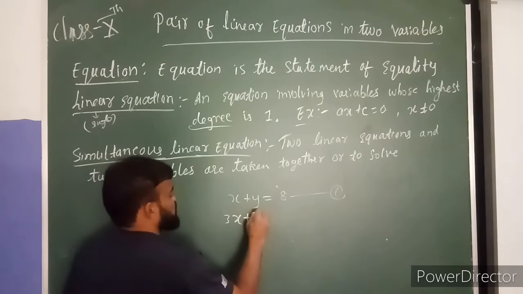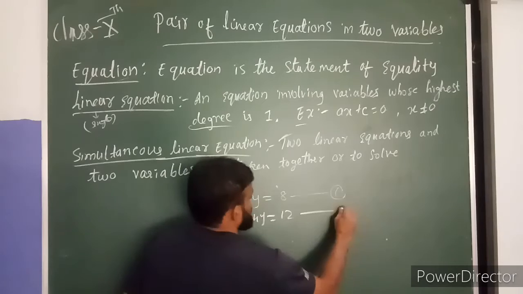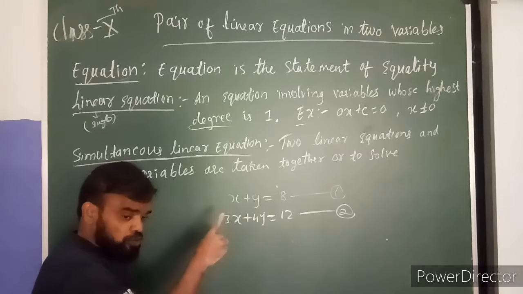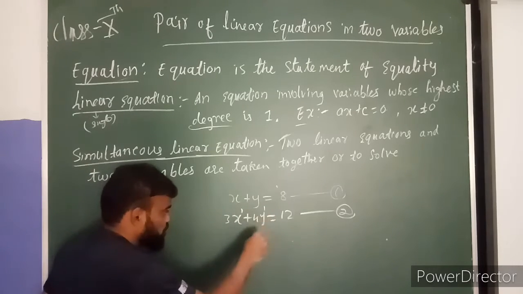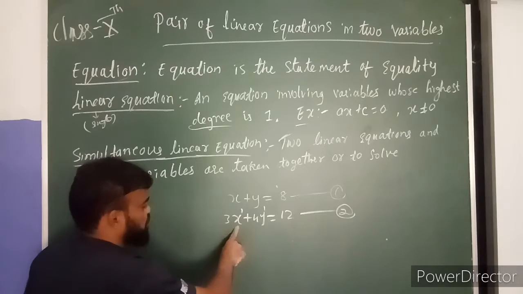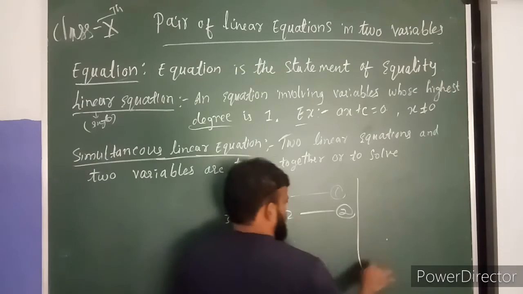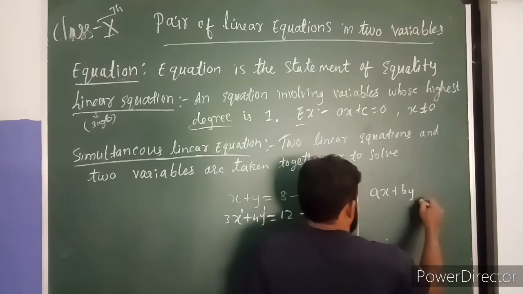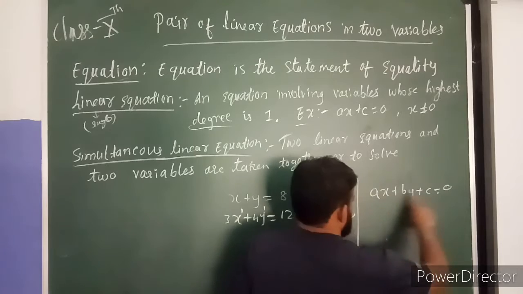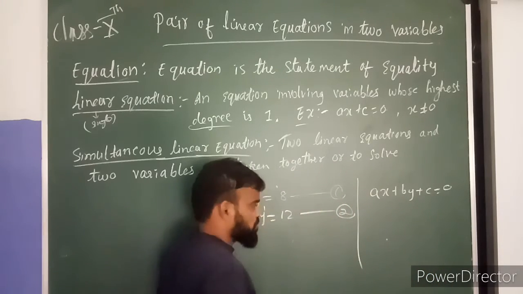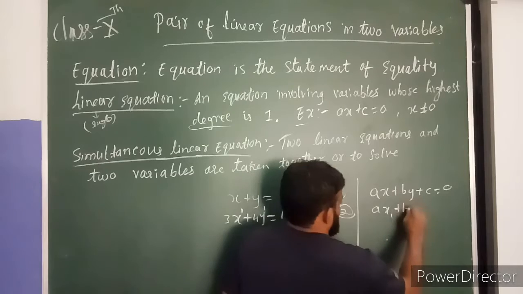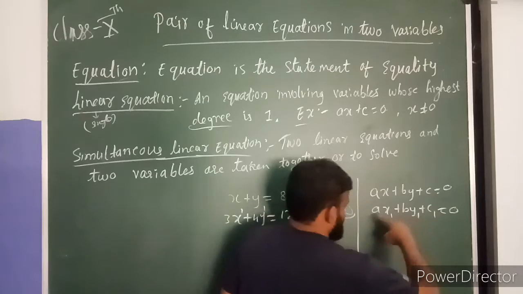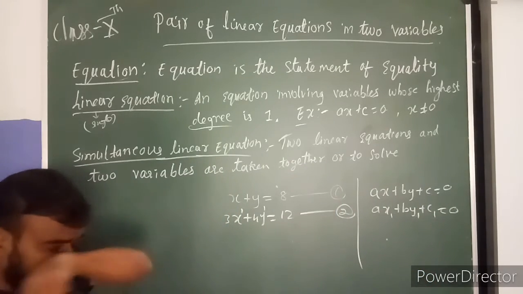Take 3x plus 4y is equal to something; this is equation 2. These are linear equations only, but the power is 1. The power is 1 for x and y, the two variables we are taking. Or you can take ax plus by plus c is equal to 0. This is also one linear equation, right? So we can take a1x plus b1y plus c1 is equal to 0. These are linear equations.